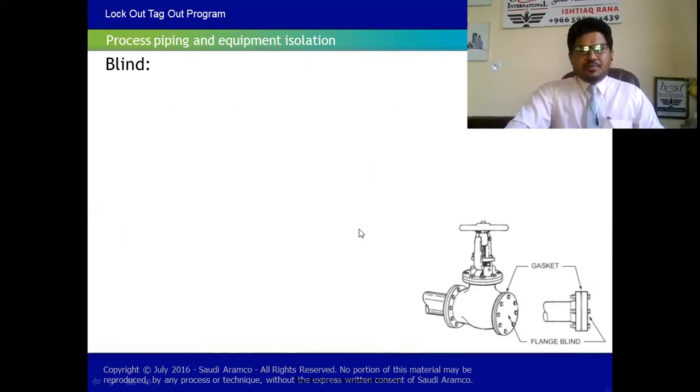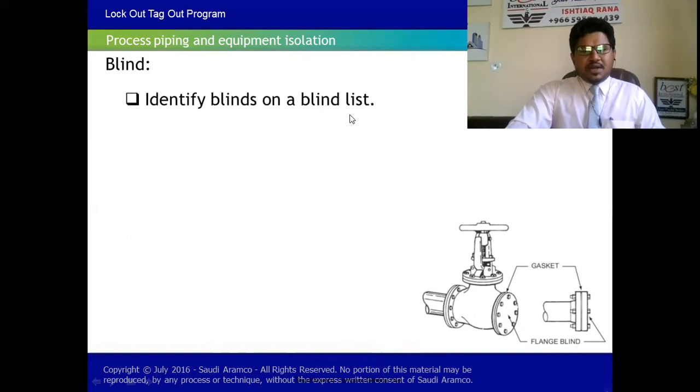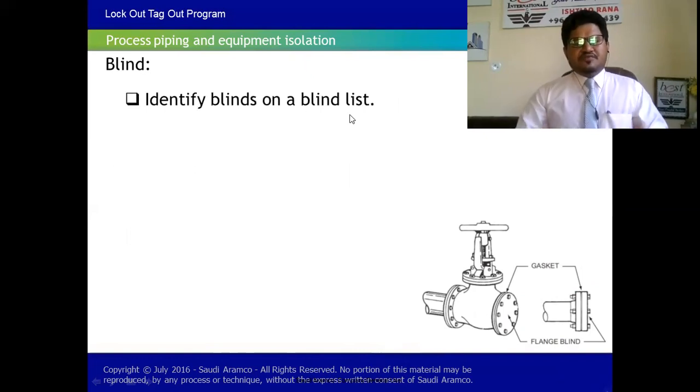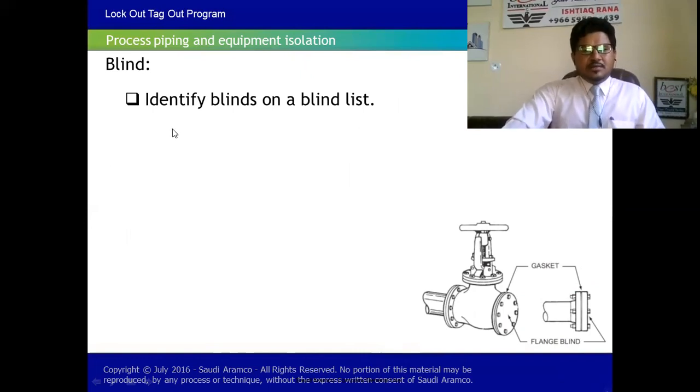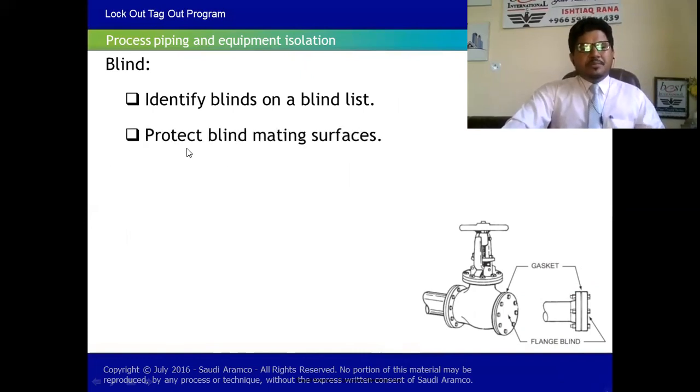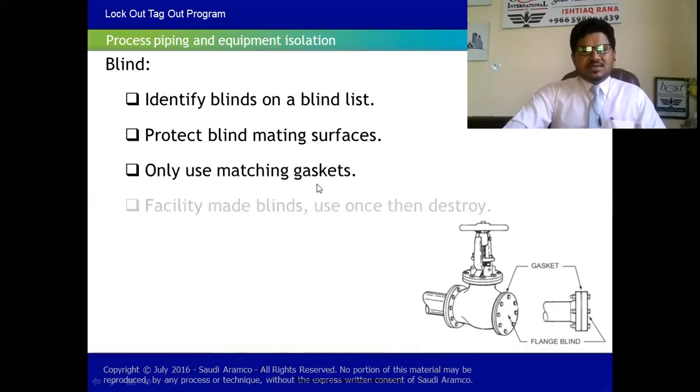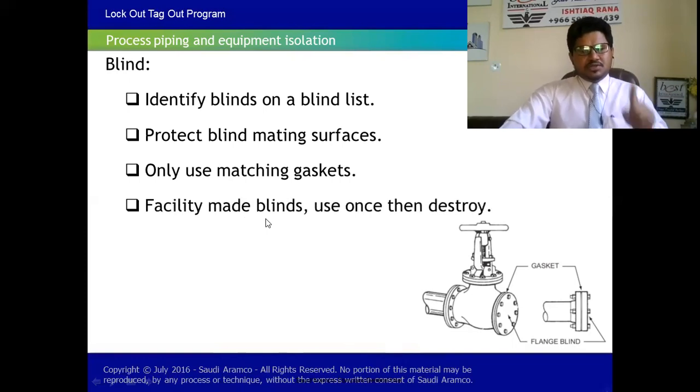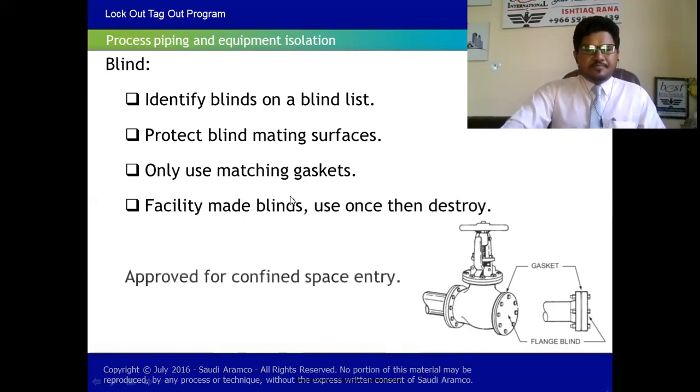See, gasket and flange blinds. Identify blinds on a blind list. No harm to prepare a blind list if you are putting blinds on different locations. Different points are there. So you need to remember which blind is placed on which location and what is the number. Protect blind matching surfaces and make sure to only use matching gaskets. Facility made blinds, use only once, then destroy. That is an important point. And this method is also approved for confined space entry.